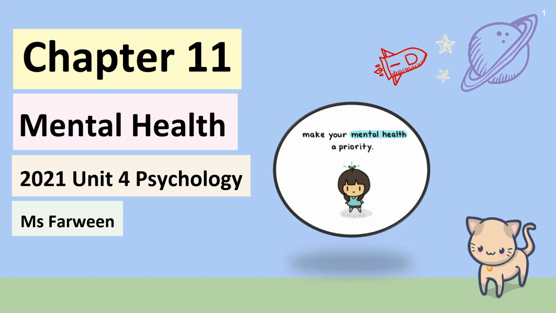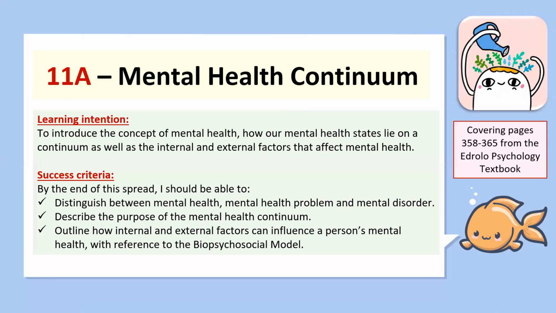When we did unit 1 and 2 and that whole outcome on mental health and mental disorders, we actually learned a lot about what mental health was last year as well. But obviously we're going to recap it again. Before we look at the different characteristics of a mentally healthy person, we need to look at this thing called the mental health continuum.